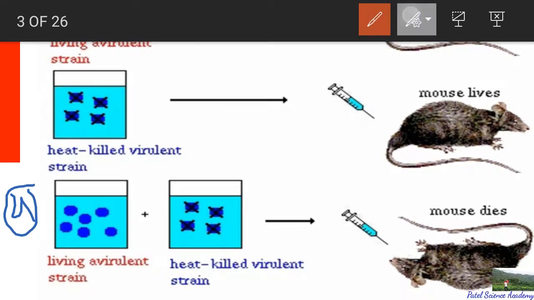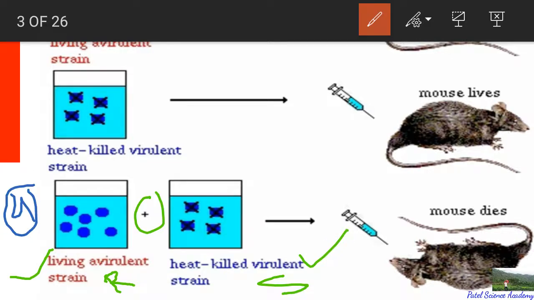What happened in the fourth step? He used the mixture of these two strains. One strain was avirulent, that is R strain, and the another strain was S strain. But this S strain this time was heat killed, means it was killed by heating. So as we have seen in step number three, this heat killed S bacteria is not responsible for the death of this mice, and R strain in the first step we have seen is also not responsible for the death of the mice.